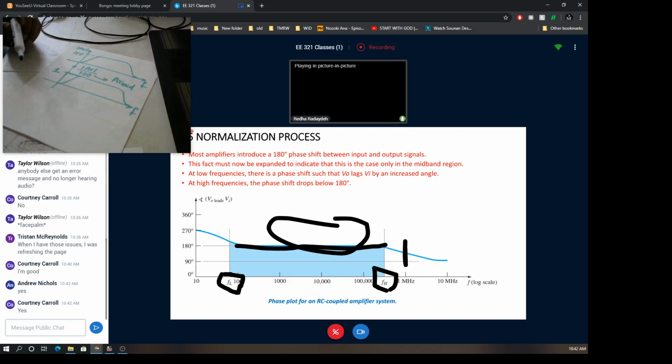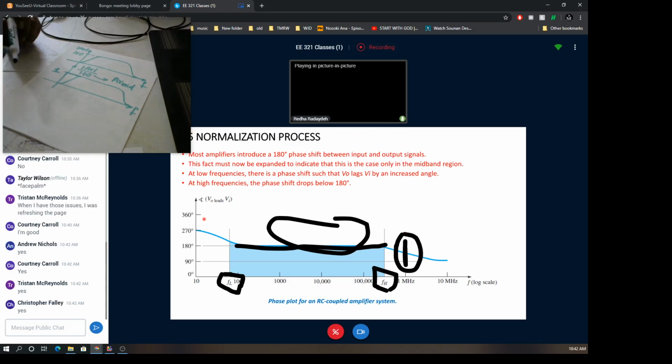So if the operating frequency is here or here, the phase shift between the input and output is not necessarily 180 degrees. For example, in this case, it could be higher here if the operating frequency is lower than FL, and it could be lower than 180 degrees if the operating frequency is somewhere here.